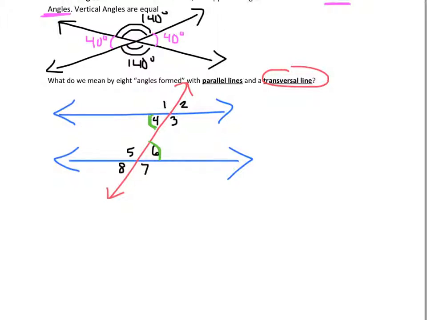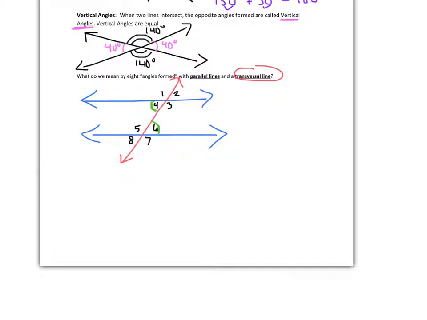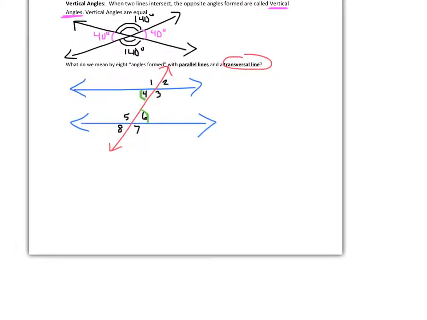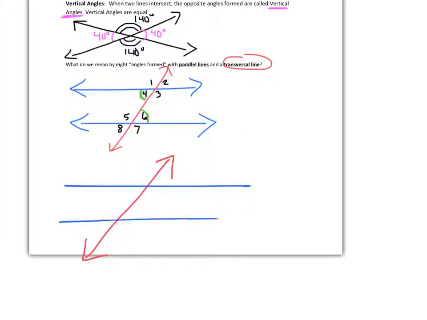So I'll just go ahead and stop there, move on to the next case, and then I'll explain a little bit more. And hopefully I have room here. Okay, so there's my transversal. And let me get my blue. And there are my parallel lines. And again, I want to fill this in. So I have 1, 2, 3, 4, 5, 6, 7, and 8.